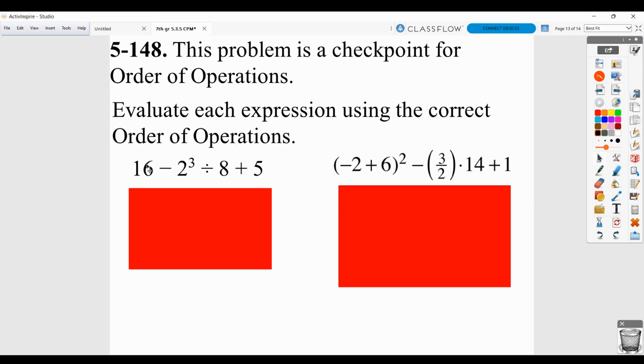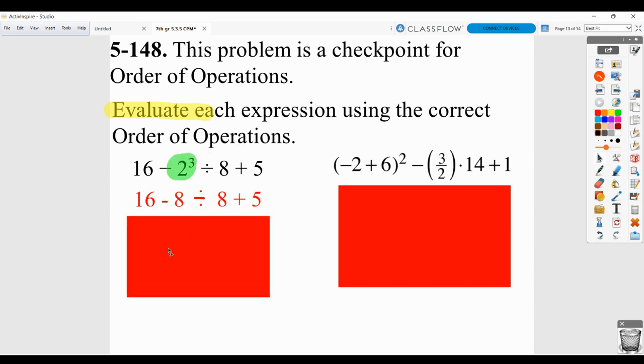Here you need to make sure you're showing your correct order of operations, and evaluate means find the value. Start with parentheses, but there are none in the first one. Then you would do your exponent. So 2 to the third power is 2 times 2 times 2, which is 8. Now we have 16 minus 8 divided by 8 plus 5.